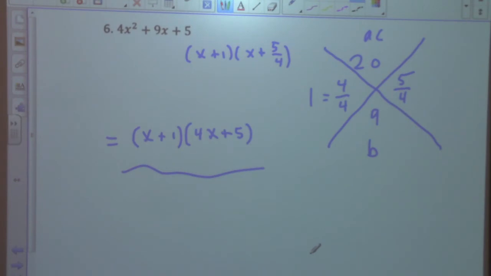Or distributive property. Mr. Lee, how long is it going to be? 30 problems, yes. Are we going to have a review? Yeah, we'll have a review. Open note. I'm going to fail.